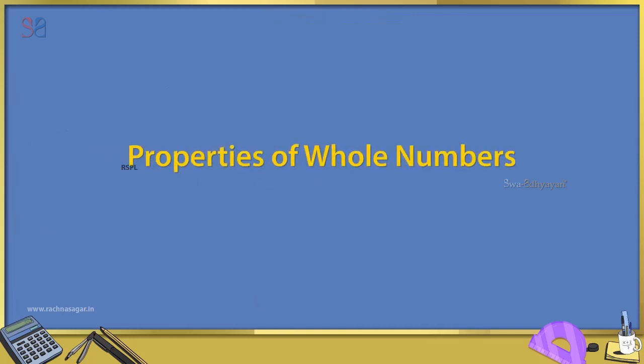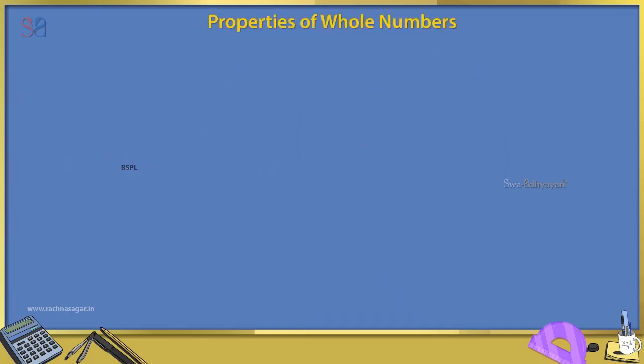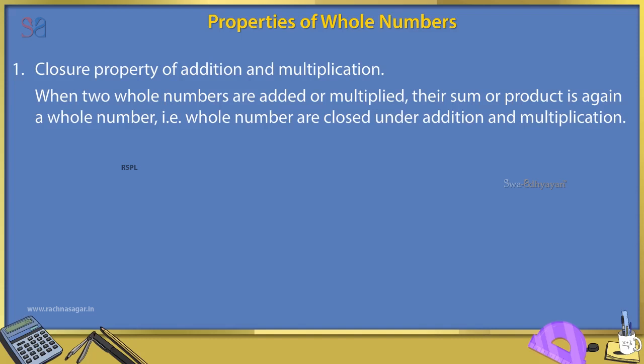Properties of whole numbers. 1. Closure property of addition and multiplication. When two whole numbers are added or multiplied, their sum or product is again a whole number. That is, whole numbers are closed under addition and multiplication. Example, 2 plus 5 is equal to 7 and 2 multiplied by 5 is equal to 10.